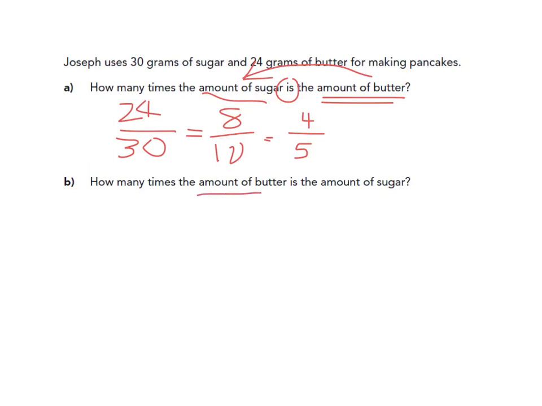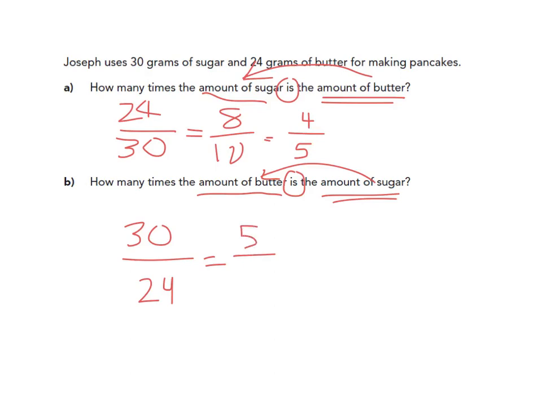How many times the amount of butter is the amount of sugar? Well, this time the sugar's a part of the butter. So the sugar's the part, the sugar's 30, and the butter's the whole, 24. If I simplify those like I did above, divide them both by 6, you'll get 5/4. You could say 1 1/4. How many times the amount of butter is the amount of sugar? It's 1 1/4 the amount of butter.